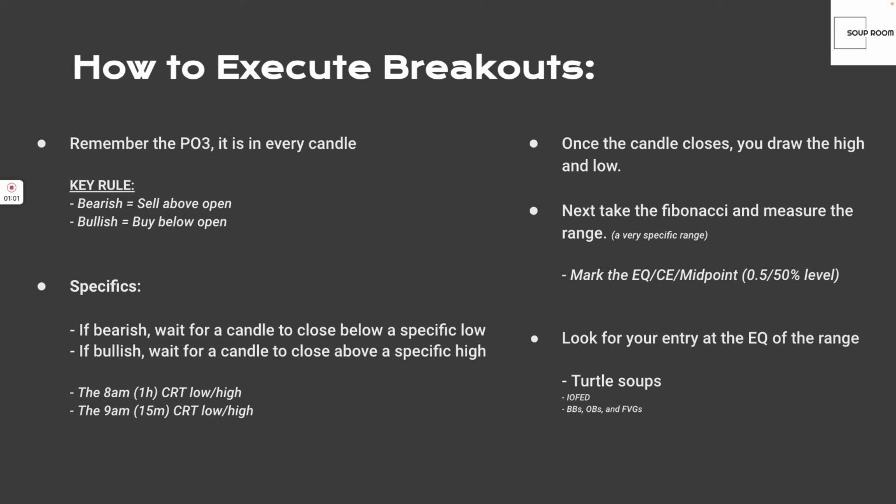If you are bearish, wait for a candle to close below a specific low. If bullish, wait for a candle to close above a specific high. Then, and only then, look for your entry. Once the candle closes, you draw the high and low. Next, you take out the Fibonacci and measure the range, a very specific range. As I have mentioned before, the range you are measuring is the candle that broke the high or broke the low. Your entry would be at the midpoint, CE, EQ, 50%, 0.5, whatever you want to call it, the midpoint of the candle's range. That is where your entry will be. You will find a turtle soup.